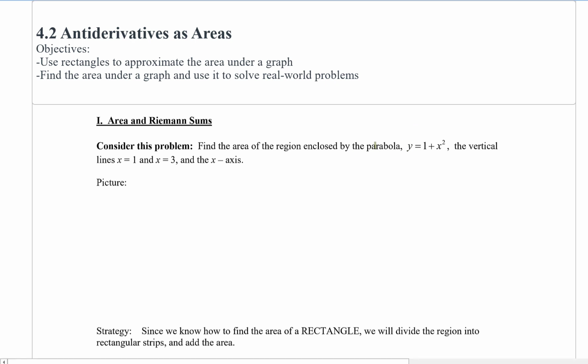Consider this problem. Find the area of the region enclosed by the parabola y equals 1 plus x squared, the vertical lines x equals 1 and x equals 3, and the x-axis. I've highlighted where it says the parabola y equals 1 plus x squared in yellow, x equal 1 and x equal 3 in green, and the x-axis in blue.